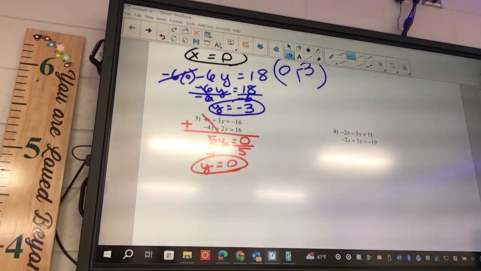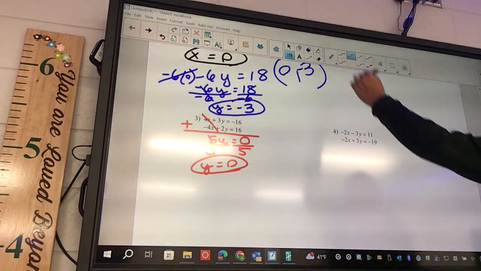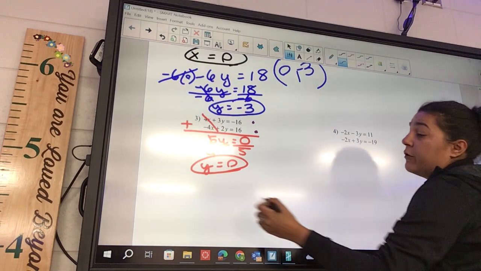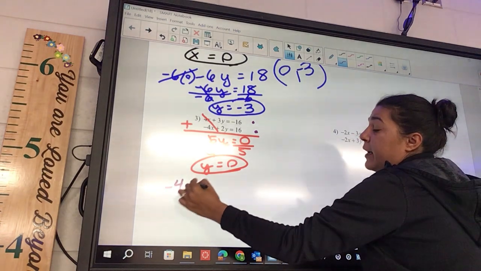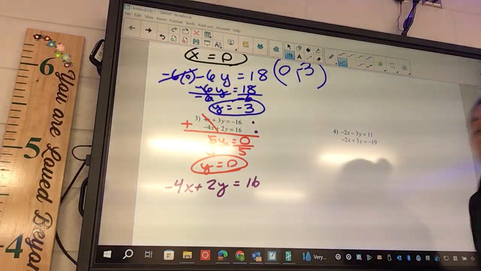Okay, and then again, pick an equation. Do you want to use equation 1 or equation 2? It doesn't matter. Number 2. You want to use number 2? Okay, so write equation 2 down. Okay, which is this one. This is equation 1 because it's on the first line, equation 2. So we're going to write that down, -4x plus 2y equals 16.